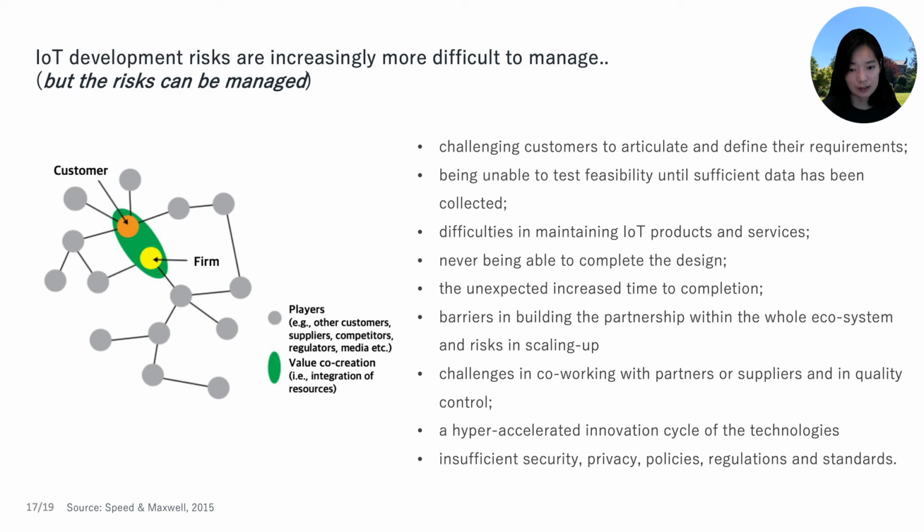And the figure on the left is a value constellation model, which seems applicable to value creation in the IoT, as it describes the interplay between various actors. And challenges are found in co-working and communication with partners and suppliers. In an unconnected world, a single device may have a minor problem, but for the IoT system as a whole, the chain reactions of other connected devices can become catastrophic.